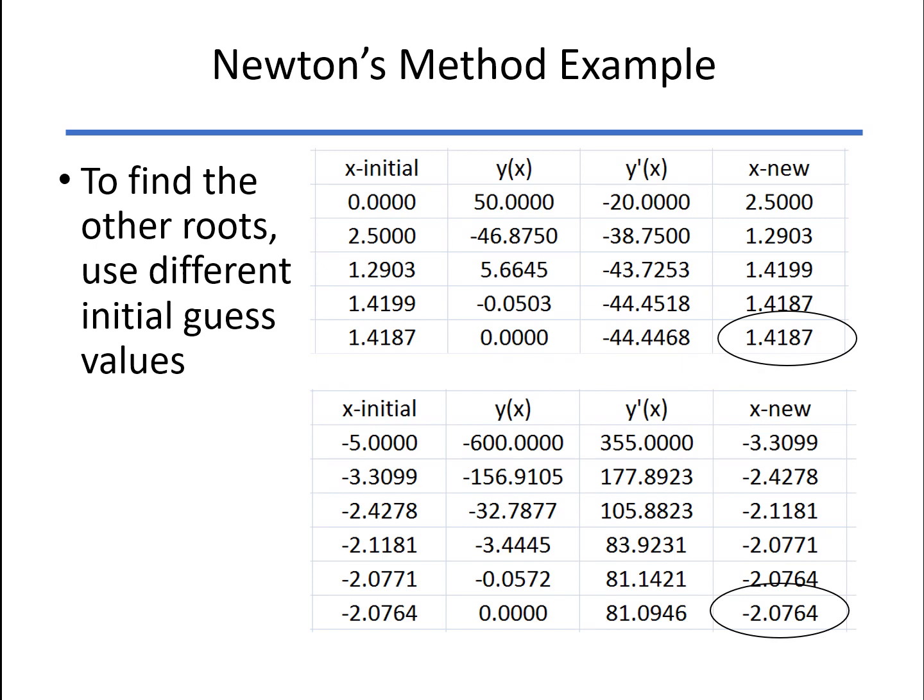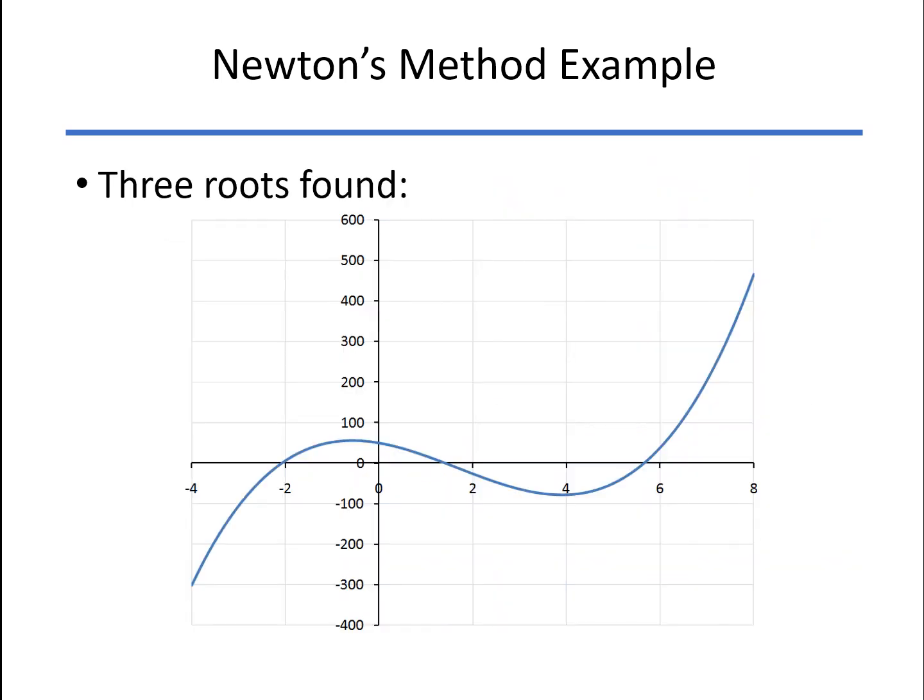Now if you put in different guess values, you're going to get different results in this case, because as we know, this is a third order polynomial, and it turns out that there are 3 real roots for this one. So depending on what initial value you put in will tell you what root you're going to come up with. And so again, here are the 3 roots that we found based on the guess values that we used.